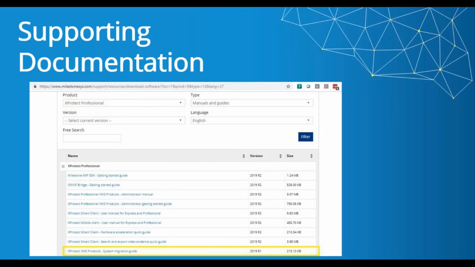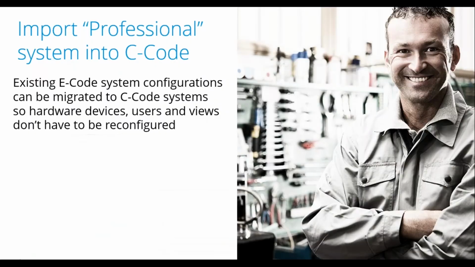At the top, change it from Software to Manuals and Guides. And then down at the bottom, it says XProtect VMS Products System Migration Guide. So it's not clearly labeled Migration Assistant Tool documentation, but that's what this is. So, importing the professional system into C code.